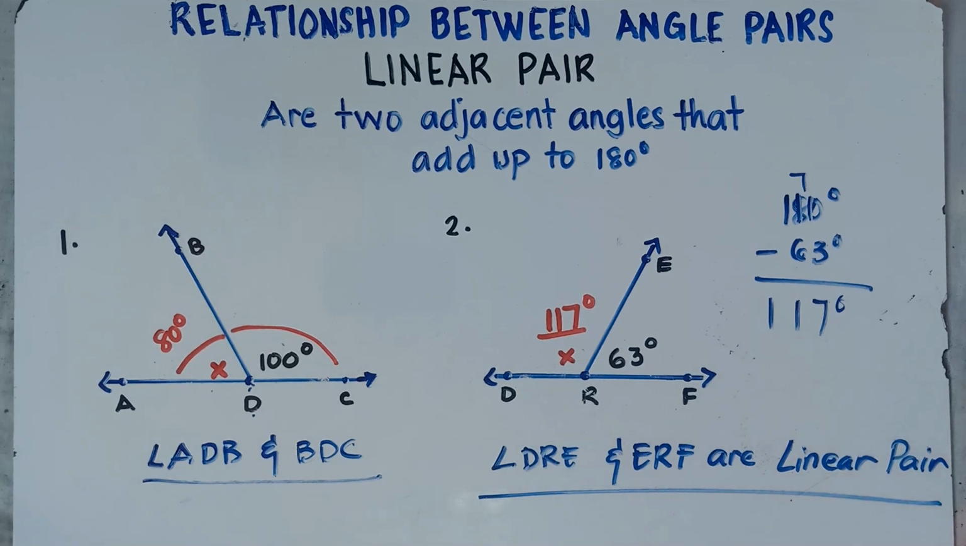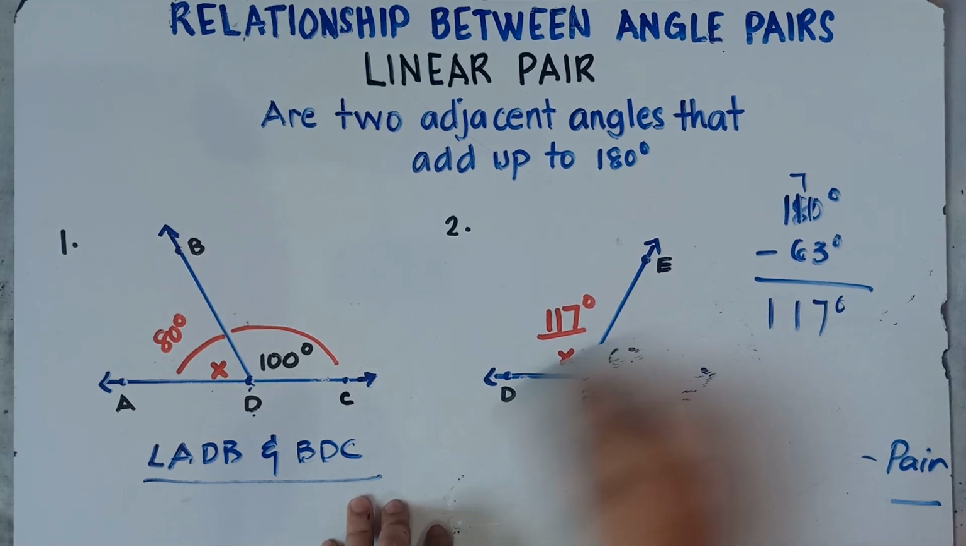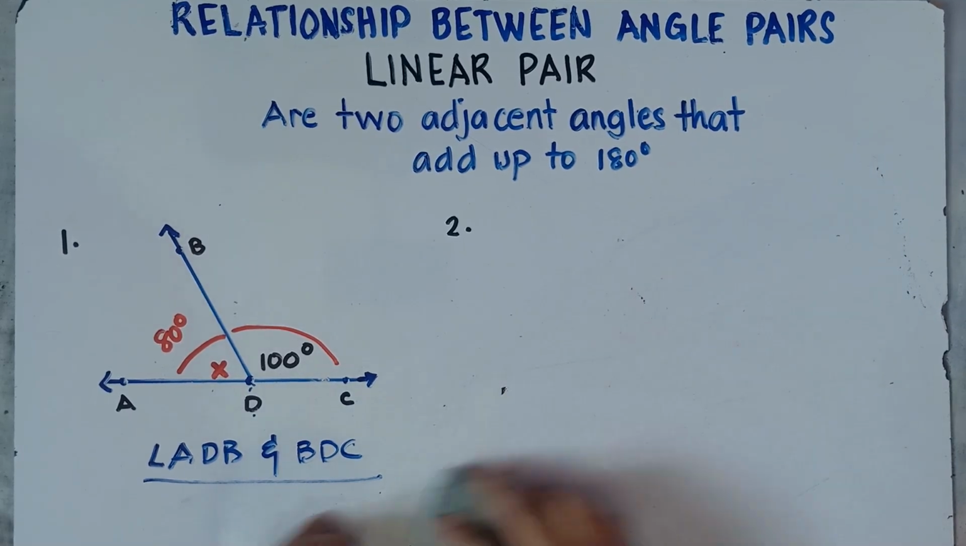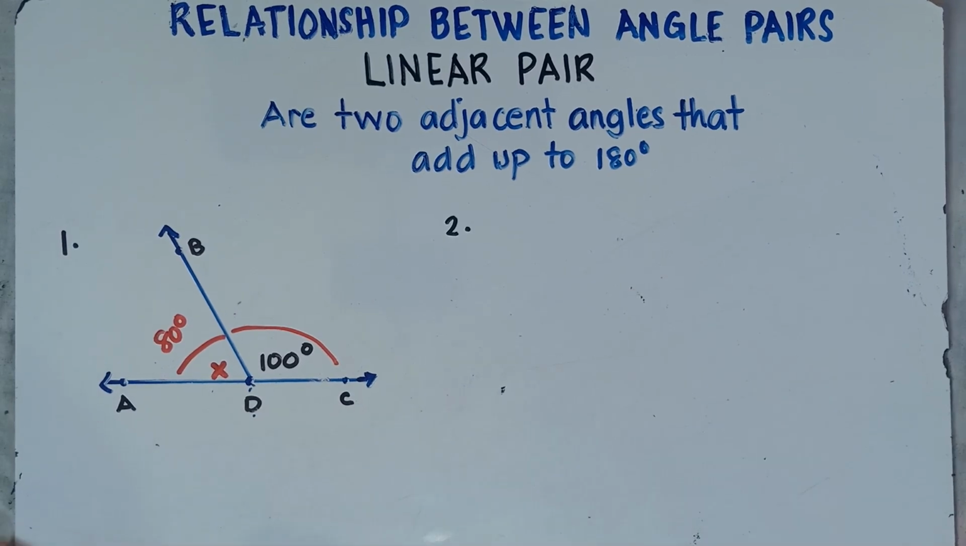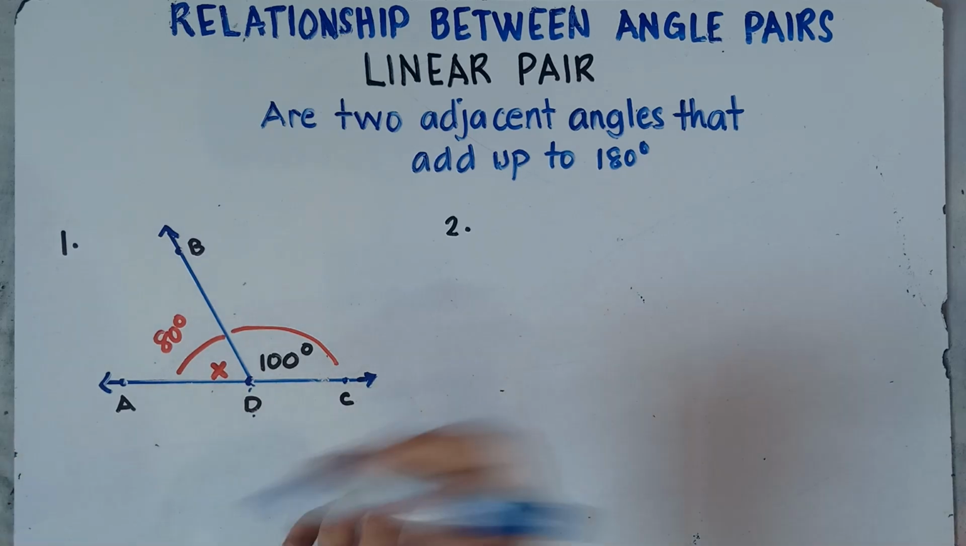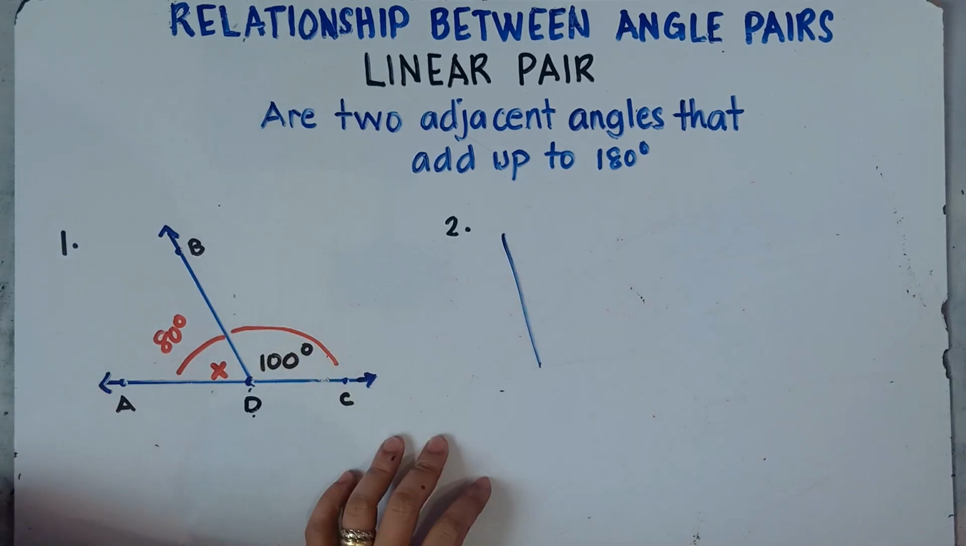Let me give you another illustration, class, for you to really understand what would be the difference between the linear pair and the supplementary angles. Alright, so let me give you another illustration, class. So let's have two illustrations, class. So what if I have another angle for this one? So let me just draw another angle.